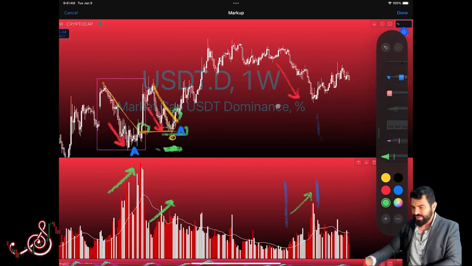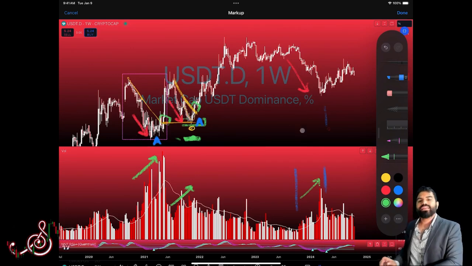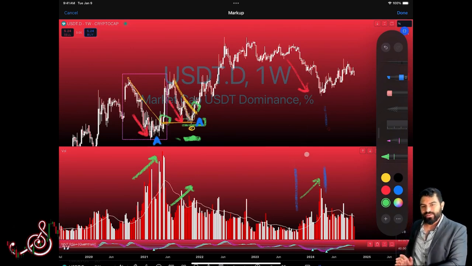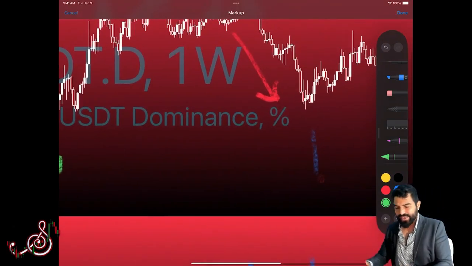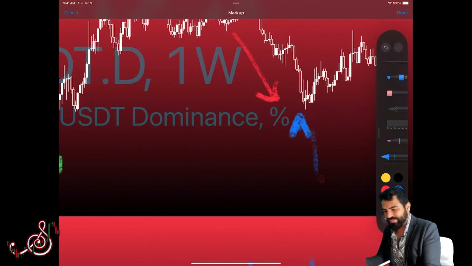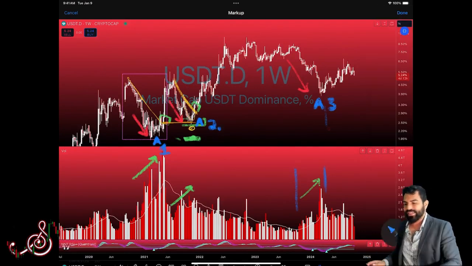Now it fell, and the time that it fell was from June of 2023 all the way to around May of this year. So it's actively being targeted, therefore, on the down move. So they are accumulating it. So this is another example of accumulation. So we have accumulation number 1, accumulation number 2, and accumulation number 3 for USDT.D.